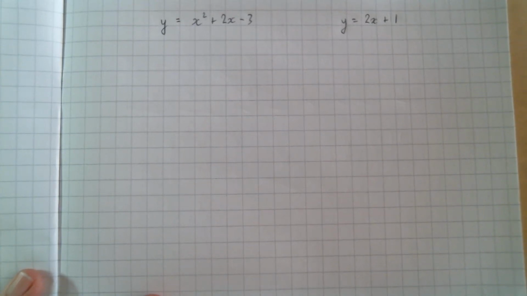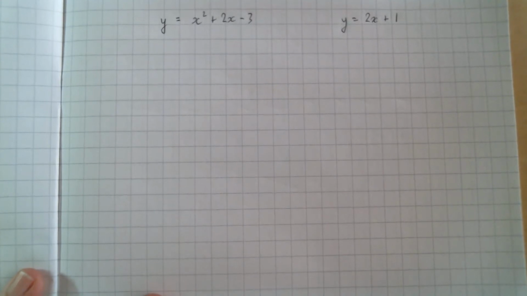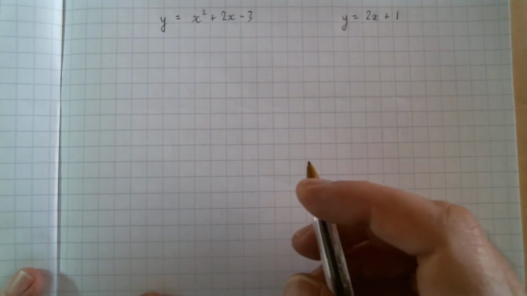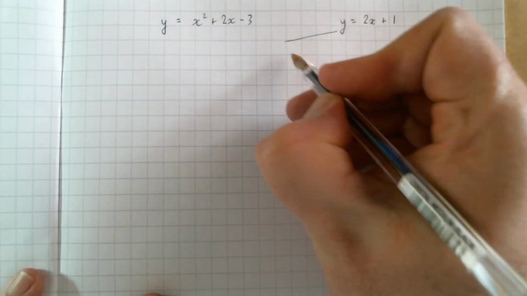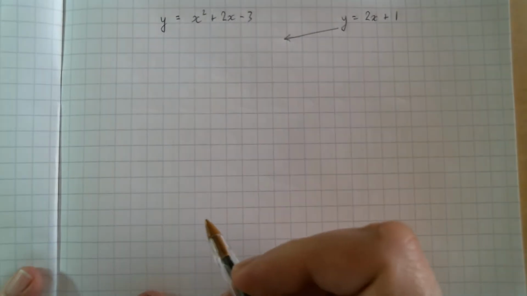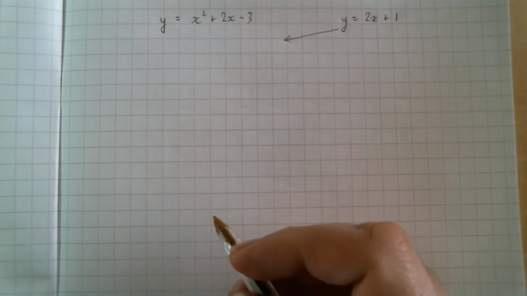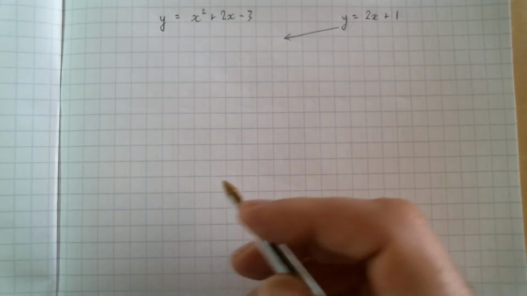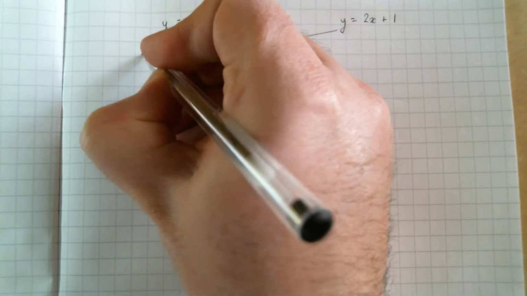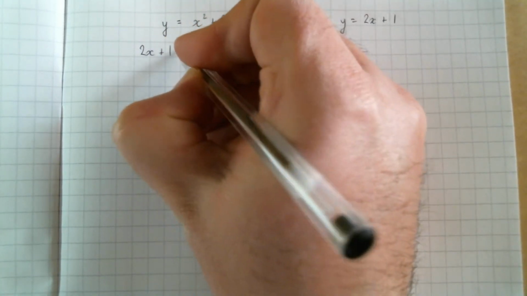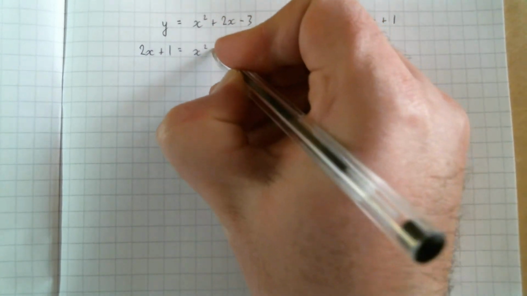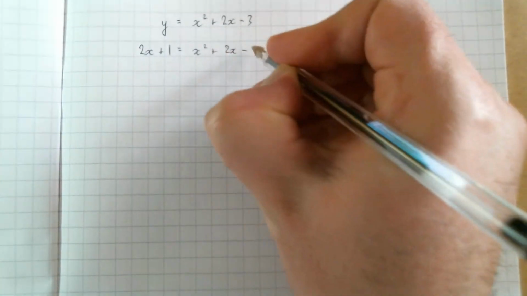As we look at this new example, we can see that we have a quadratic, y equals x squared plus 2x minus 3, and a straight line, a linear equation, y equals 2x plus 1. The process is just the same as before, although the algebra could potentially be more difficult because of that x squared term. We know that y equals 2x plus 1, so I can write y equals x squared plus 2x minus 3.